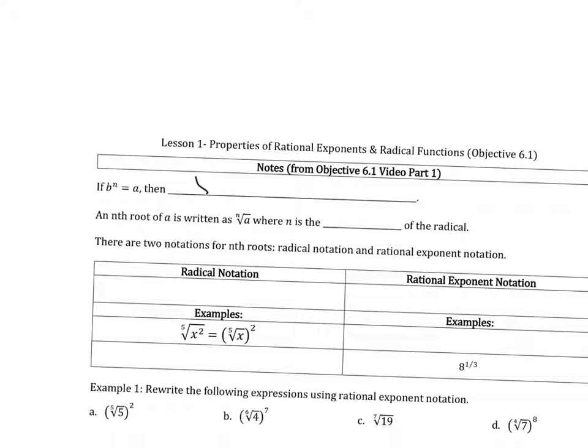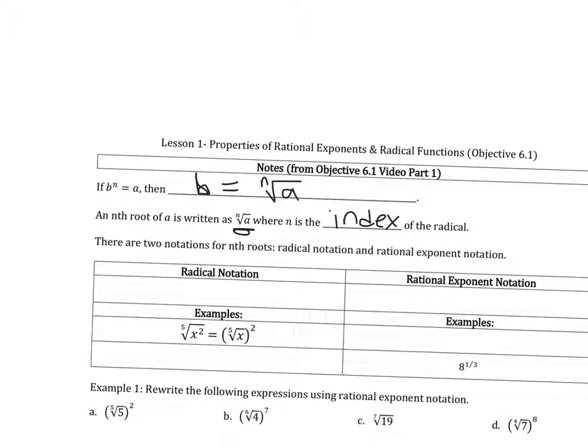Oh, sorry, my stylus stopped working there. B is the nth root of A. So notice the power becomes the index, and we're taking the nth root of A. So we'll use that in a little bit, but an nth root of A is written as this, where n is the index of the radical.